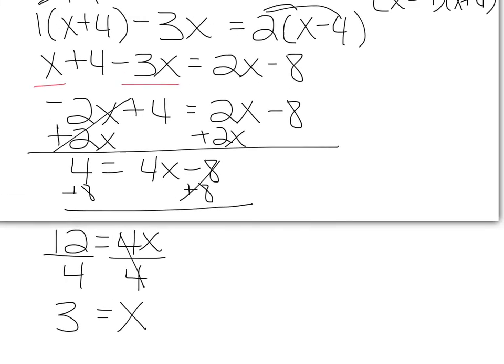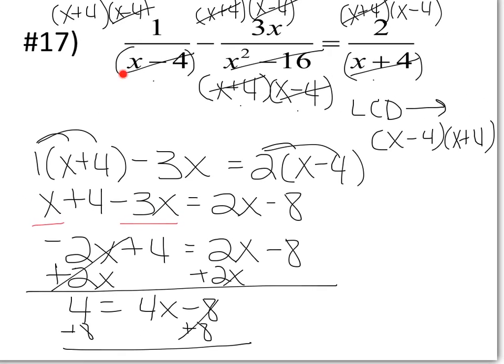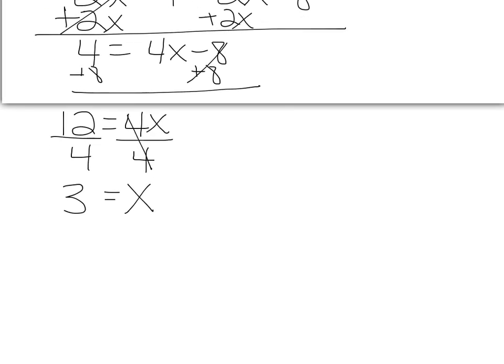Now go back up here and see if 3 is okay. 3 minus 4 is negative 1, so we're good there. 3 plus 4 is 7, and we already checked those, so 3 is an okay answer. So you go back down and say, yep, we are good. Check for 3.